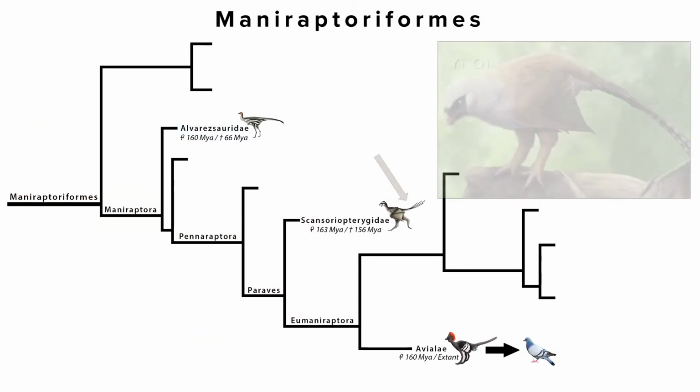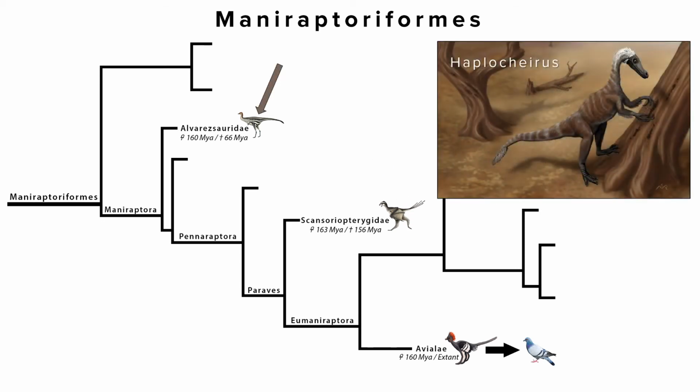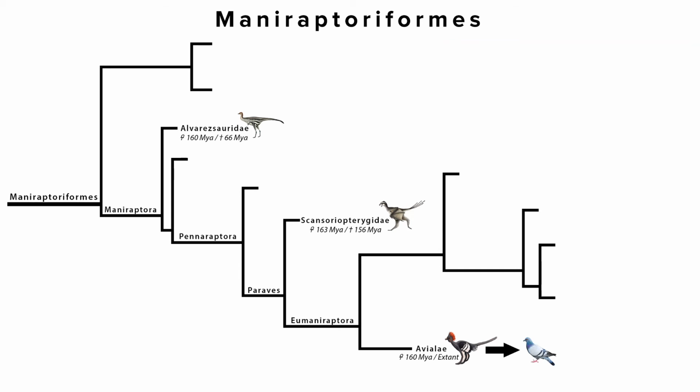And just to put it into context, on the Maniraptoriform tree, here are Scansoriopterygidae, so those bat-like dinosaurs, and Alvarezsaurids. And Alvarezsaurids are really cool, but this is one of the instances where you have a huge gap in the fossil record. It will take 60 million years until we find another one. So say goodbye to them because you won't hear about them again until we get to the Cretaceous.